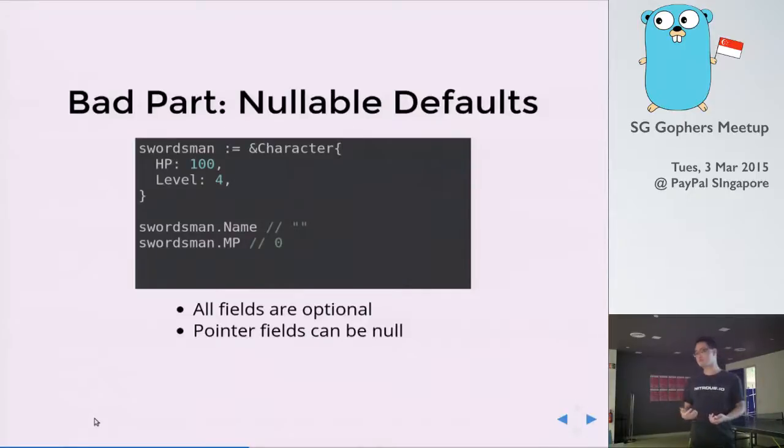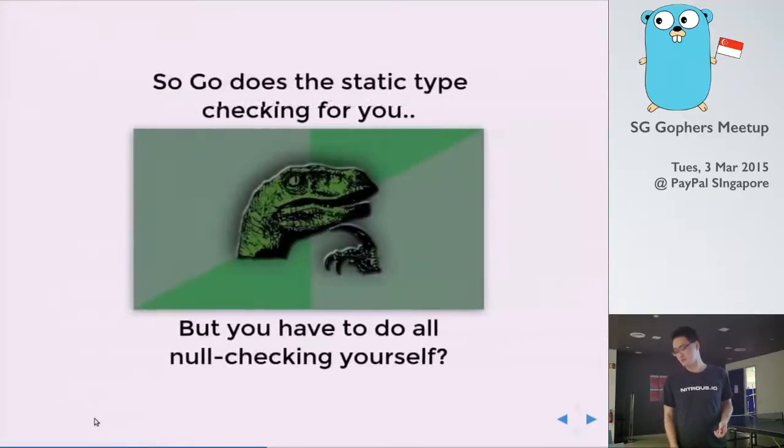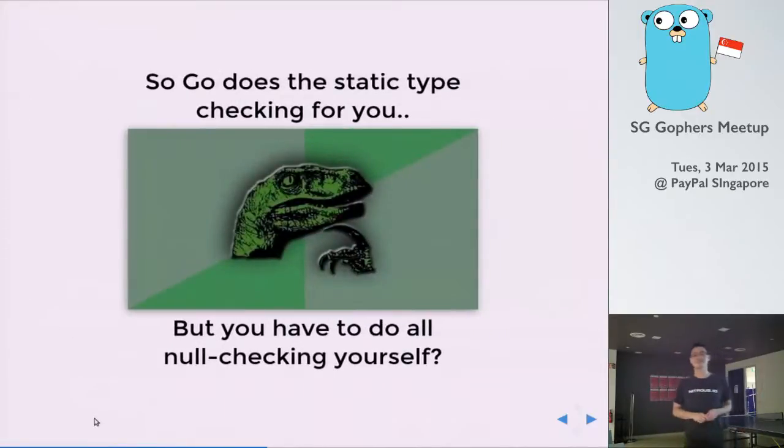And so when people create an object based on your struct definition, they can initialize it improperly, and then you have some missing field definitions. Which got me thinking, Go does all the static type checking for you. People say that using Go, I don't need to worry about whether I put a wrong type to it. But strictly speaking, you really have to check every field in the struct to make sure your fields are initialized properly, and otherwise you would have null pointer exceptions.